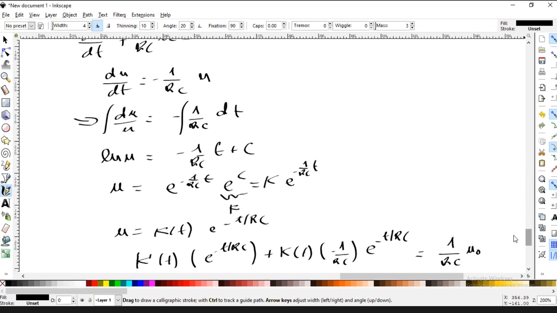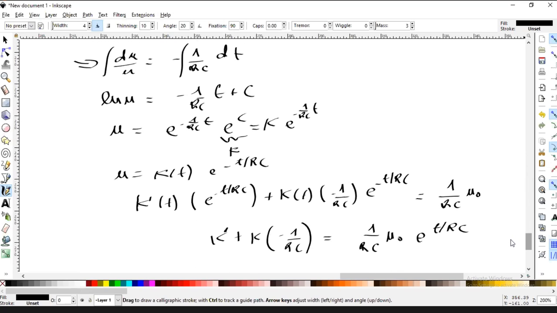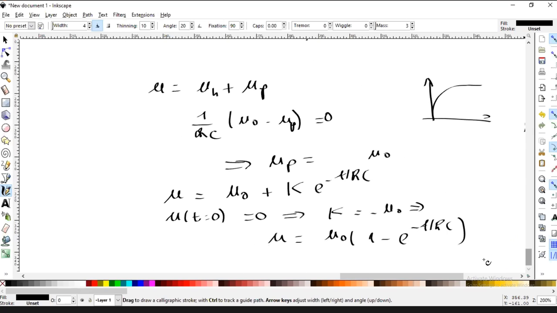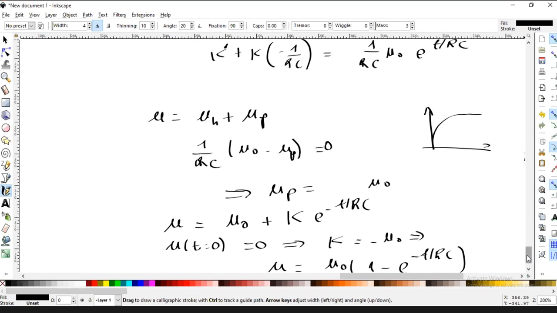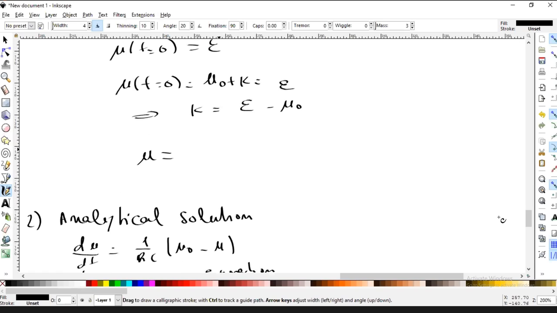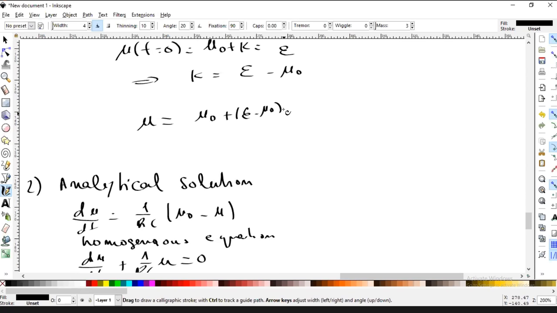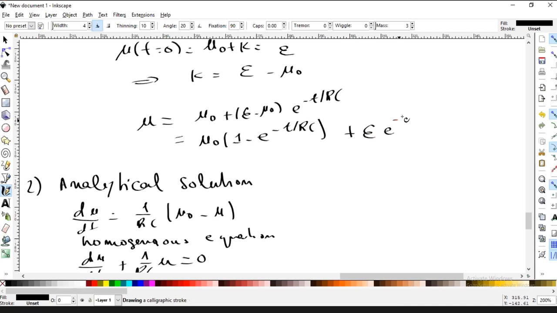So my solution will become u is equal to, instead of this, u0 plus epsilon minus u0 exponential minus t over rc. Now if I express it as before, it's u0 times 1 minus exponential minus t over rc plus epsilon exponential minus t over rc.